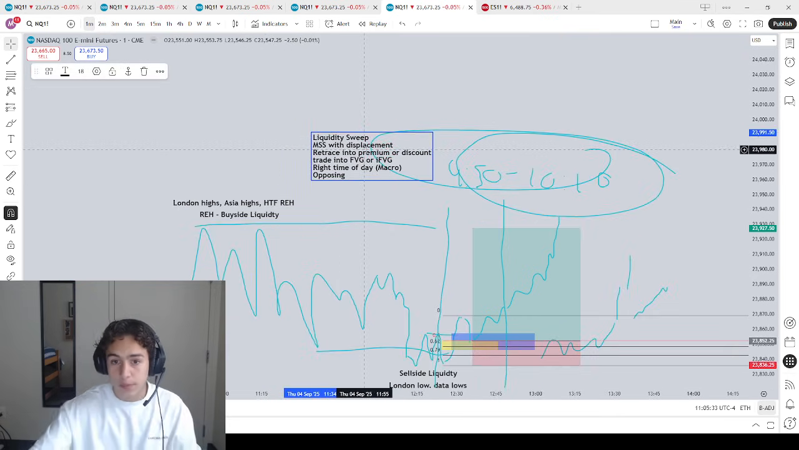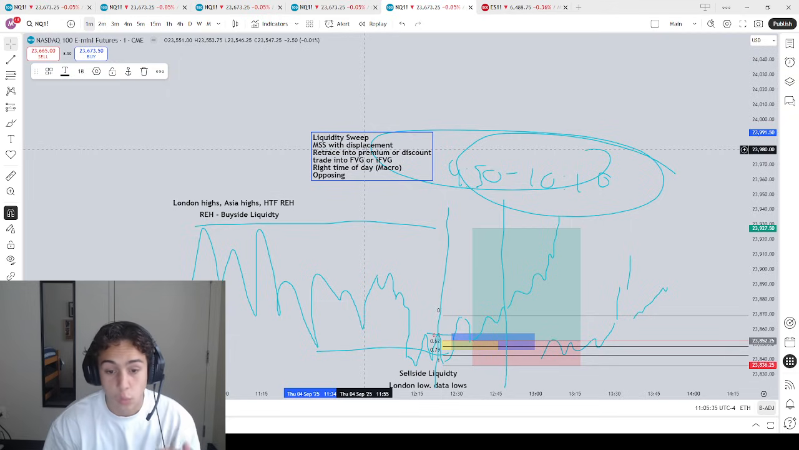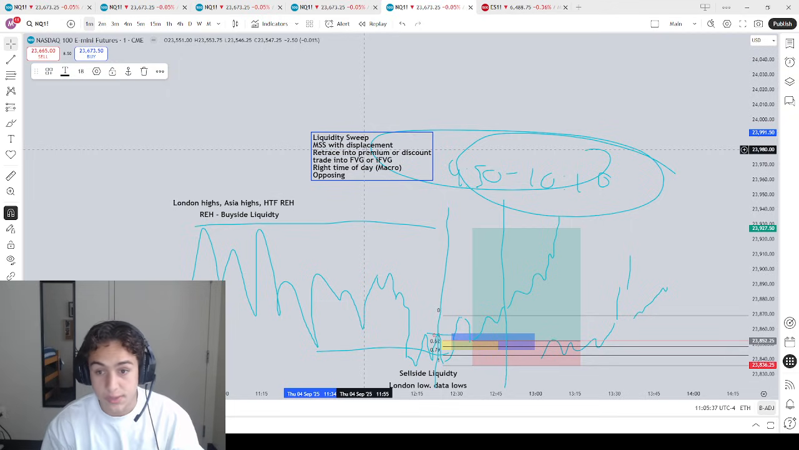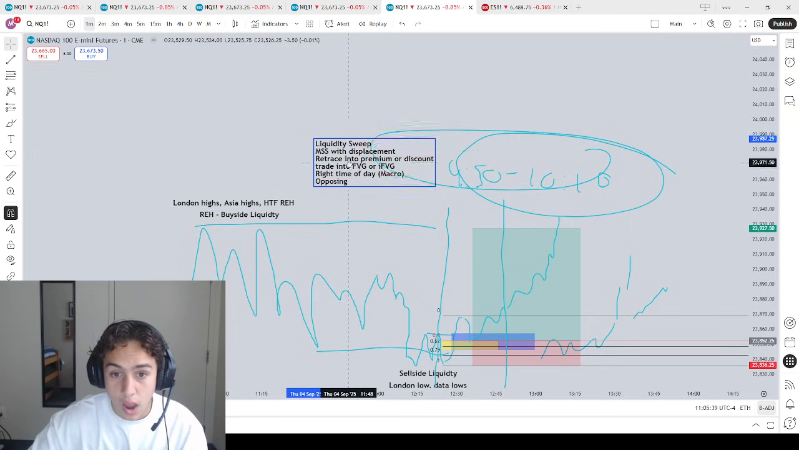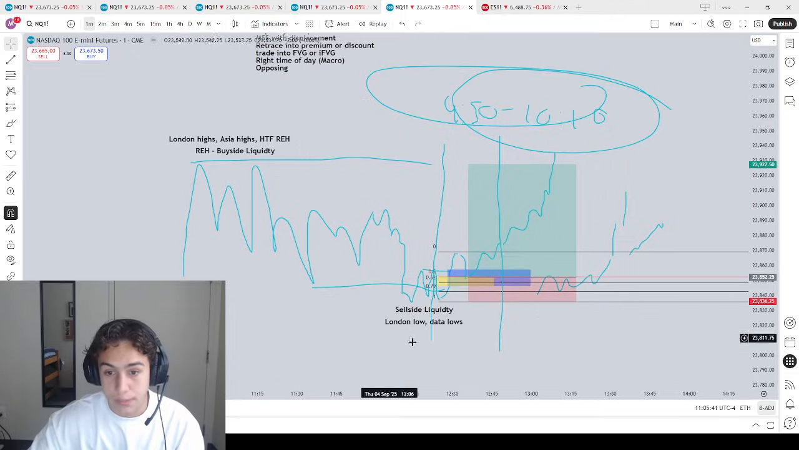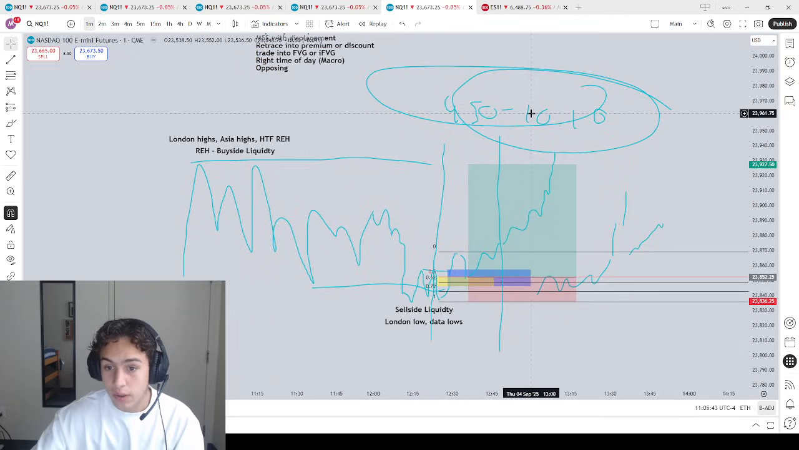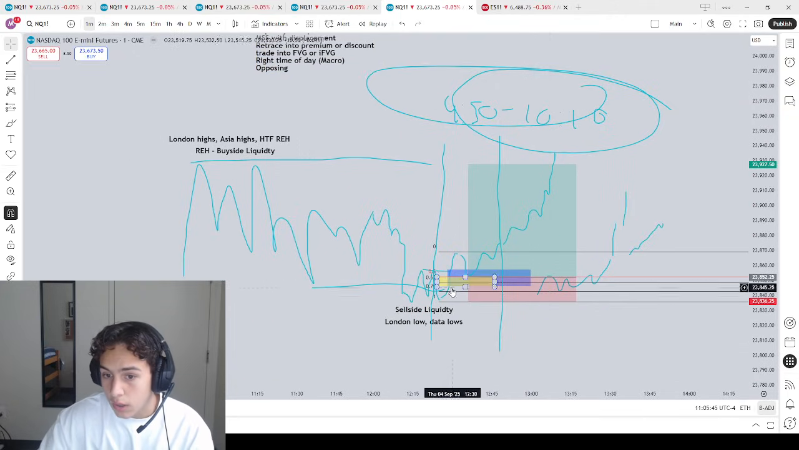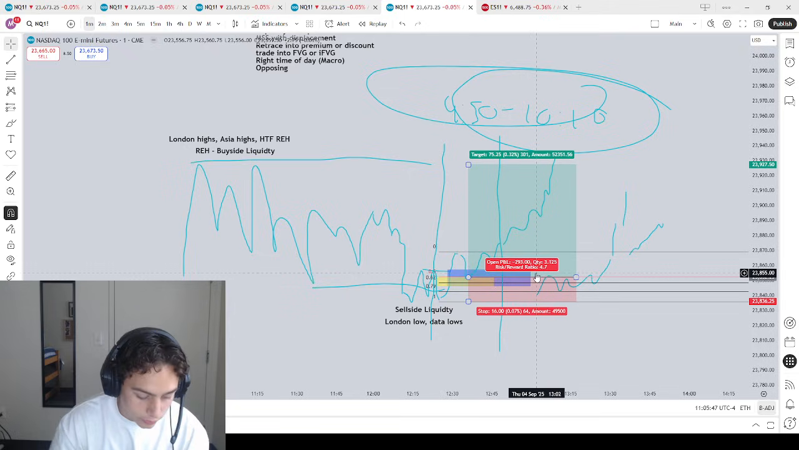But I hope this helped and answered a lot of people's questions on what my exact model is, because this is literally it to the T. And I think it was a pretty good example I just showed here, and it really played out very well, with these fair value gaps overlapping each other.